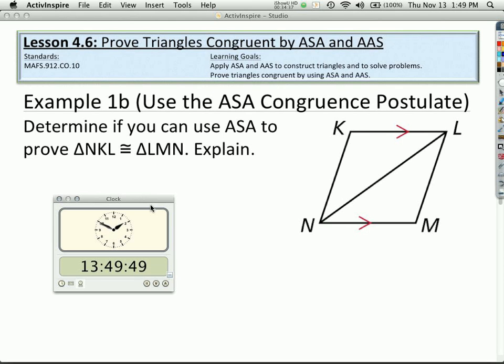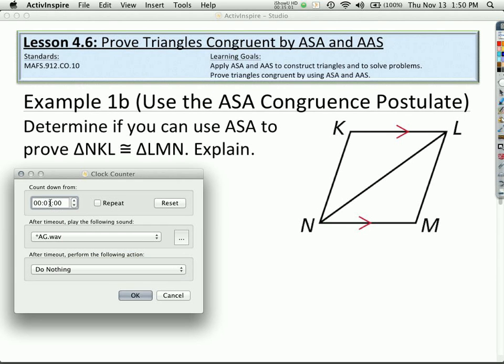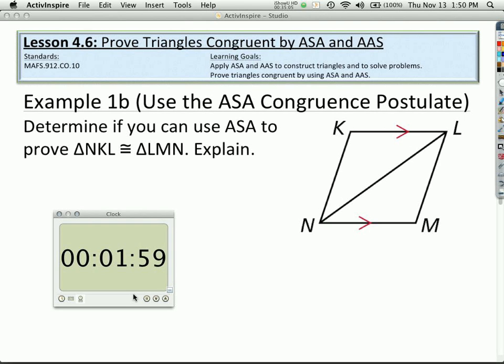You could say, oh, well, we have angle and angle, but we don't have a side. Or, oh, we've got side, side, but we're missing an angle. Okay? And I am not asking you to use any other postulates or theorems. I want you to only show that you can or cannot use angle side angle. Does anyone have any questions about your goal for the next 2 minutes? Okay, you got 2 minutes to investigate. Go ahead.